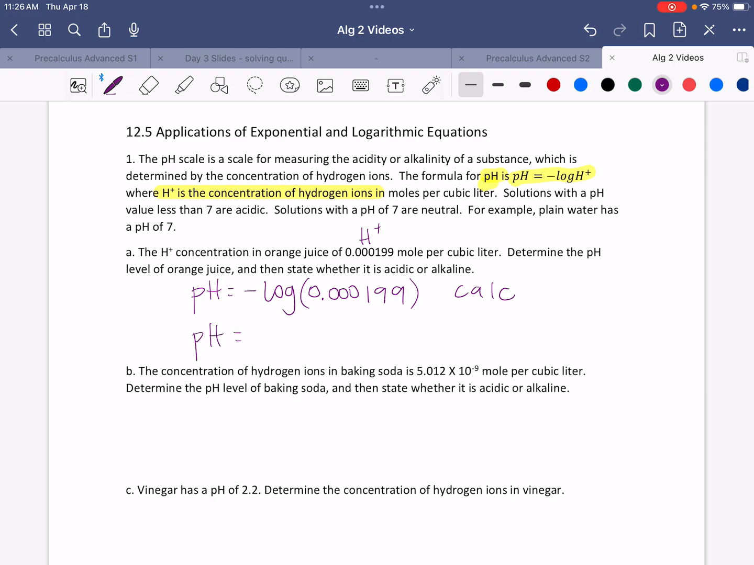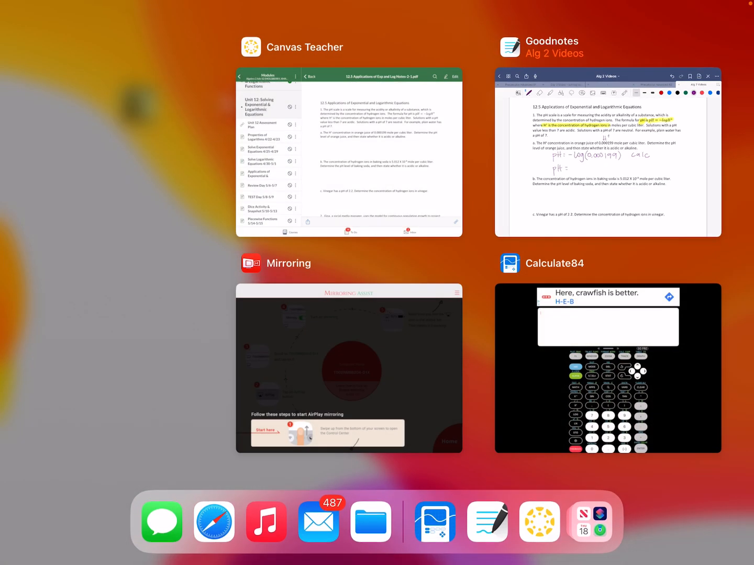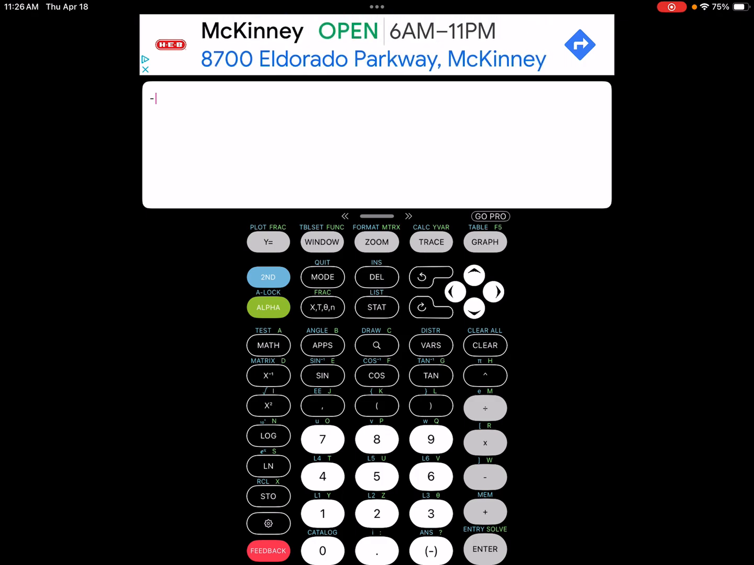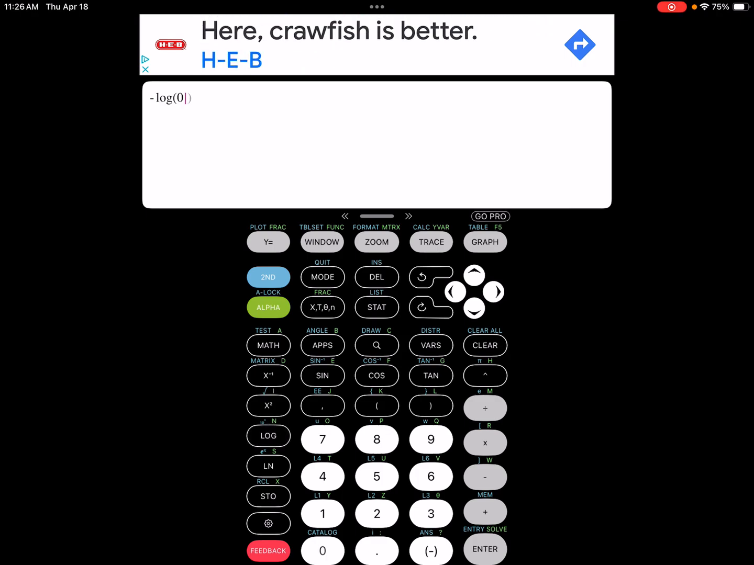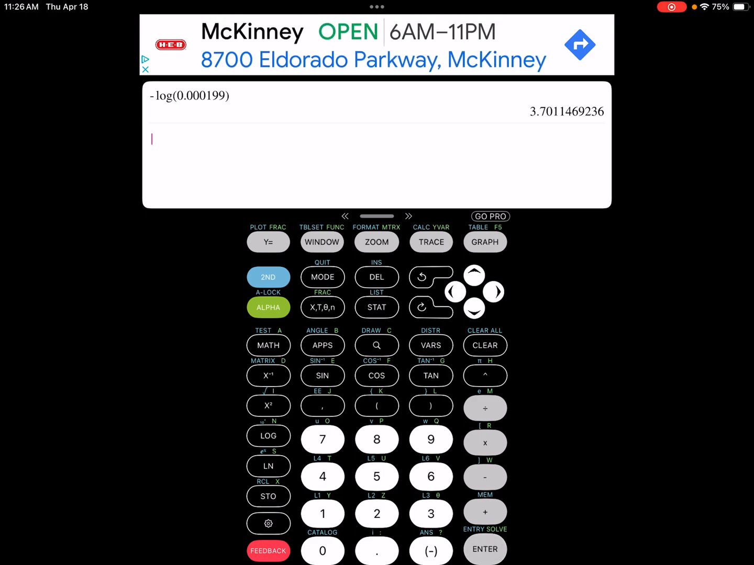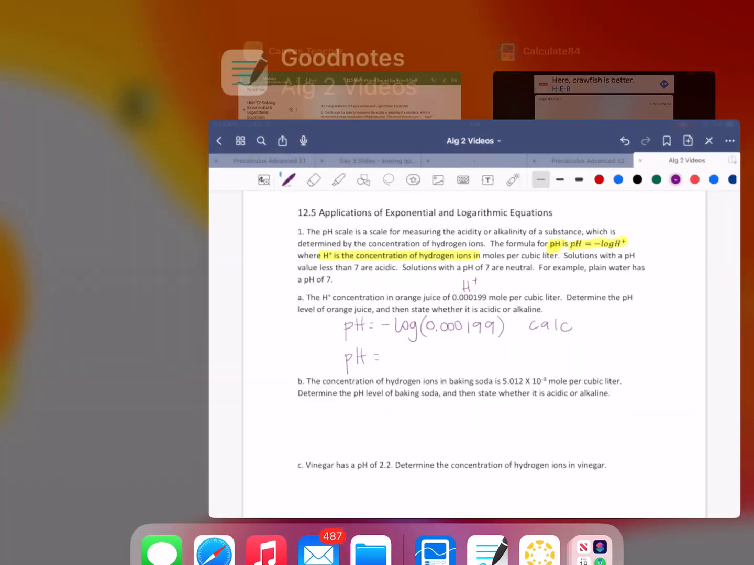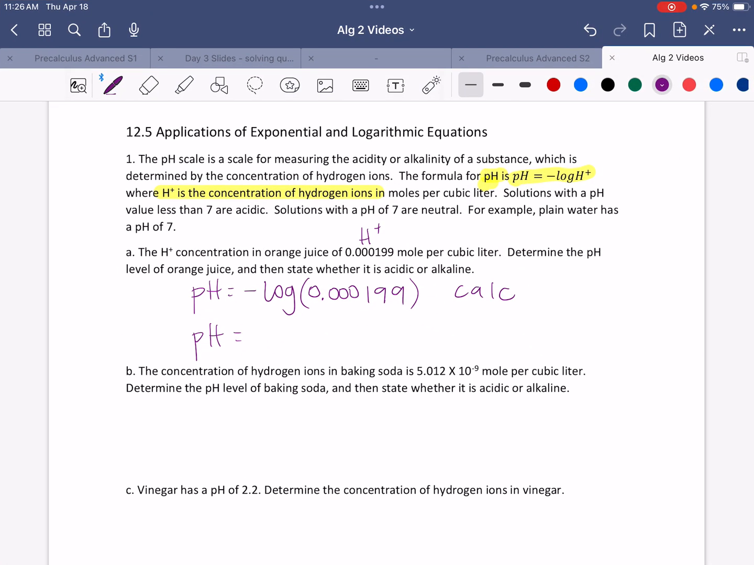So the pH is, go into my calculator, and remember we can just use the log button next to the 7, and I can be on my home screen, so negative log of 0.000199. Enter. 3.701. I'm going to go ahead and keep rounding to 3 decimal places like we've been doing the past few classes, unless it tells me to do something else. So 3.701. Common log is what we just used.